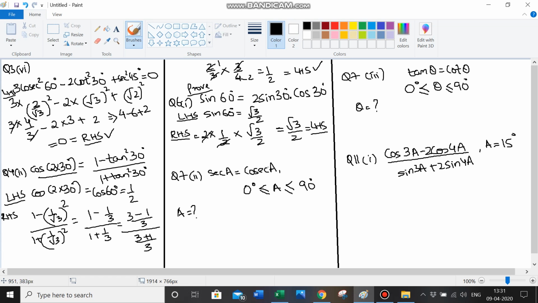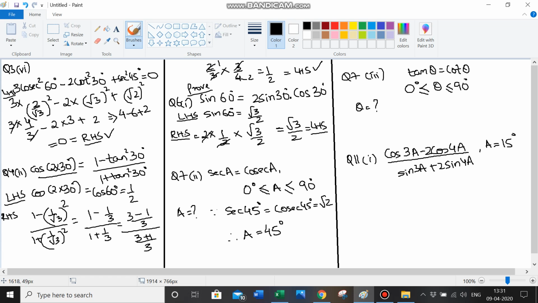Given that sec A is equal to cosec A, and A lies between 0 degree and 90 degree, find the value of A. Now let's look at the table and see if sec and cosec have any equal values. Yes, I noticed that sec and cosec have equal values for angle 45. Since sec 45 degree is equal to cosec 45 degree is equal to root 2, therefore A is equal to 45 degree. Let's look at question number 7, part 3.